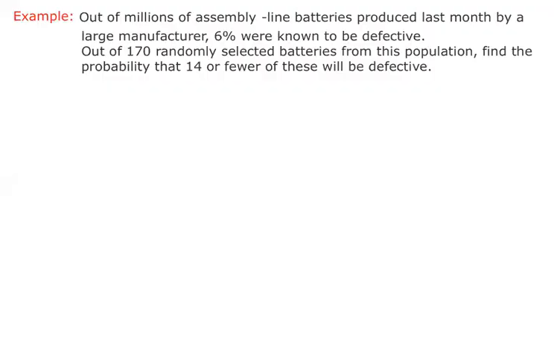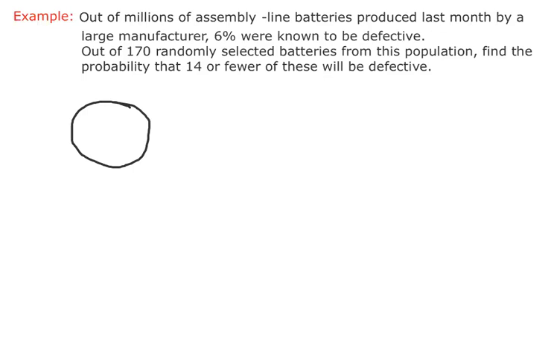Let's look at another example. Out of millions of assembly line batteries produced last month by a large manufacturer, 6% were known to be defective. Out of 170 randomly selected batteries from this population, find the probability that 14 or fewer of these will be defective.